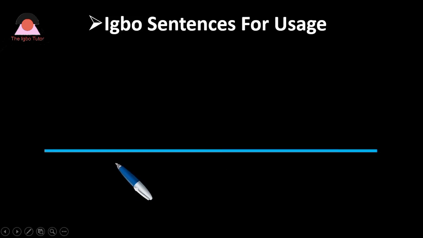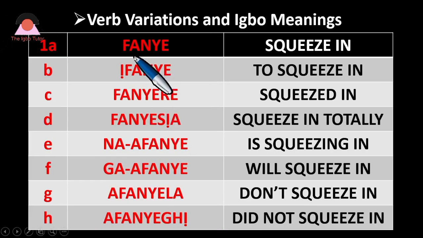Okay, let's go back, and we're beginning with the first verb here, which is fanye, the parent verb this time, meaning squeeze in. Fanye. Let's break it down into its various forms. We have ifanye, meaning to squeeze in. Ifanye. Then we have fanyere, squeezed in, past tense of fanye. We have fanyesia, meaning squeeze in totally or completely. Fanyesia. Then we have naafanye, meaning is squeezing in. Naafanye. Then we have gaafanye, meaning will squeeze in.